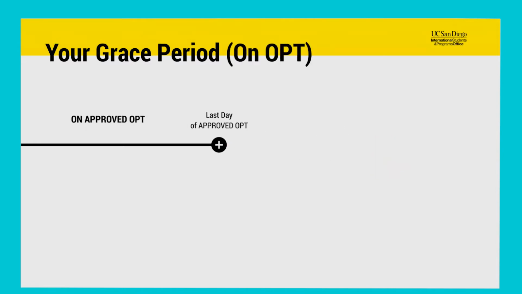Now, if you are on OPT, you're currently on optional practical training, you also have a 60-day grace period at the end of your approved OPT. Something that I want to point out is you are only eligible for a 60-day grace period after the last day of approved OPT.